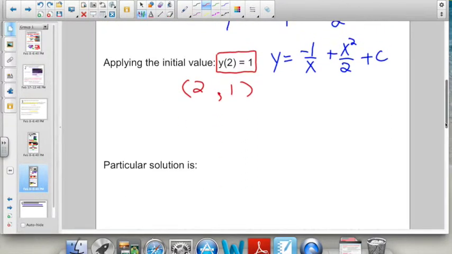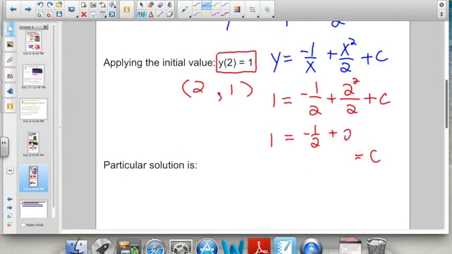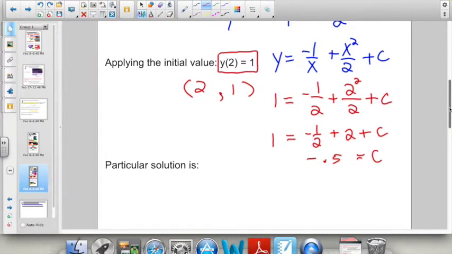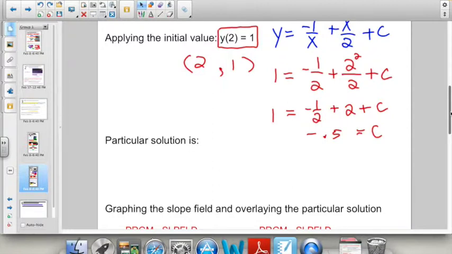So if I plug in 2 and 1, what do I get for C? That's 4 divided by 2, so we have 2 here. What's my value for C? Negative 0.5? So my particular solution then, that goes through 2, 1, the point over there in the first quadrant, looks like minus 1 over x plus x squared over 2 minus a half, 0.5.